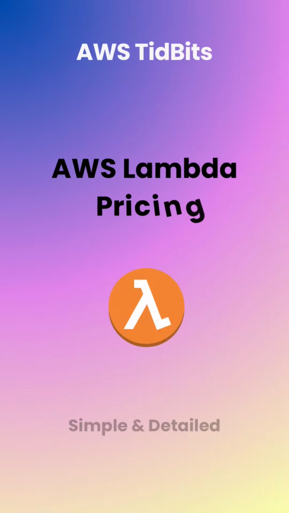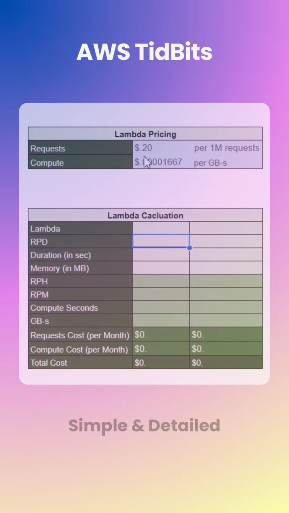Today we will see how AWS Lambda pricing works. AWS Lambda pricing has two components, one for the number of requests and another for the compute used. So this is a sample pricing for a given region. It's about 20 cents per million requests, and it's about this tiny figure for per GB second usage. What is a GB second and how is it calculated?